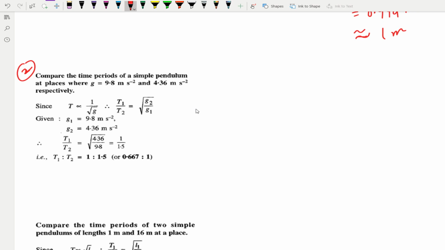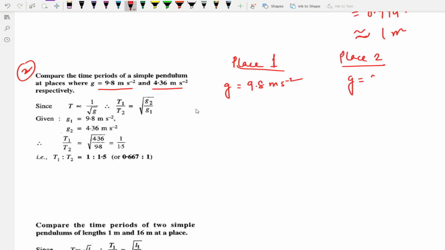The second example says, compare the time periods of a simple pendulum at places where G is 9.8 and 4.36. So we have 2 situations, place 1 and place 2. At place 1, G has the value 9.8 meter per second square, and at place 2, G has a value 4.36 meter per second square. We are asked to compare the time period. That means suppose T1 is the time period here and T2 is the time period here. We are asked to find the ratio. So let us label this as G1 and G2.